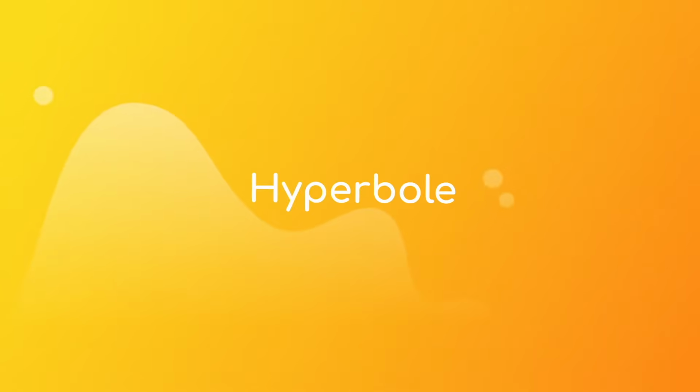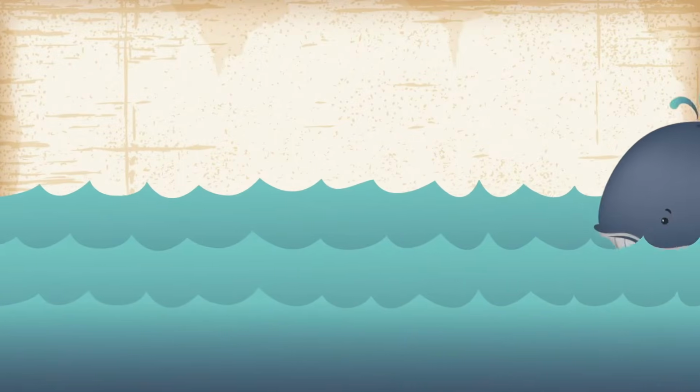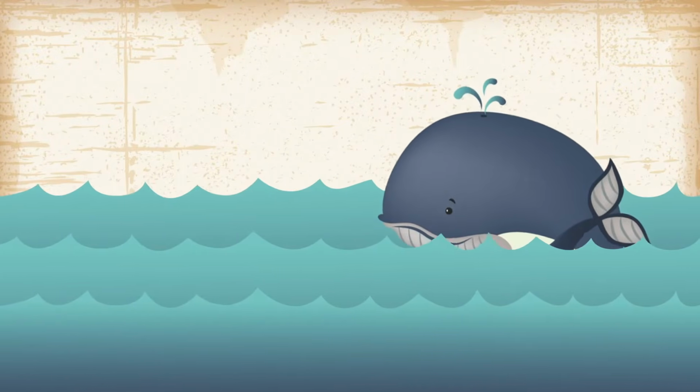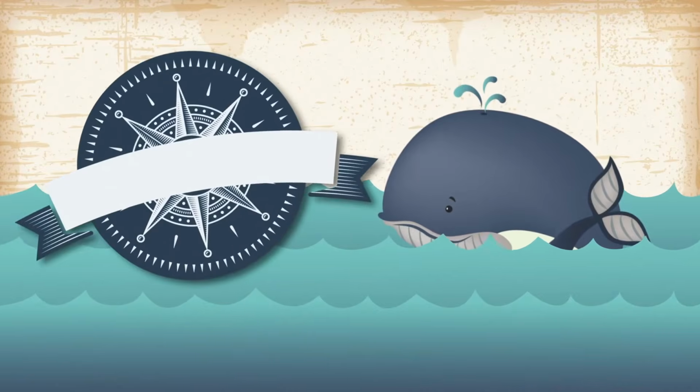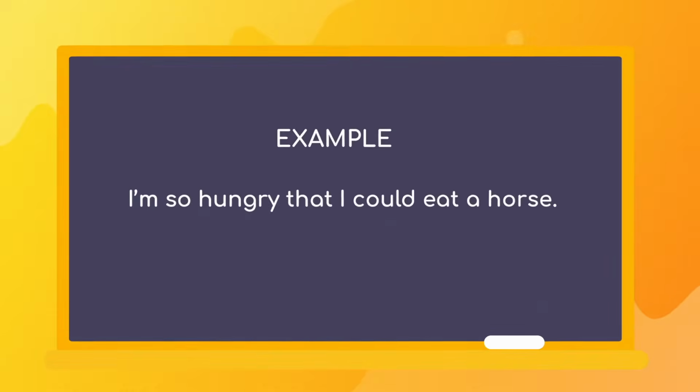Next up, hyperbole. Hyperbole is a poetic device that creates heightened effect through deliberate exaggeration. The purpose of hyperbole is to emphasize a quality or achievement. Many common sayings use hyperbole, so keep your ear out to see if you can find them in everyday speech.